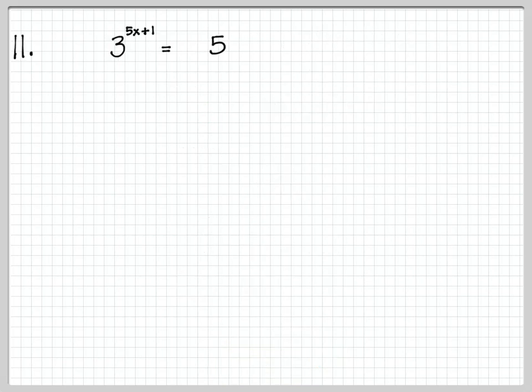Number 11. Now this one's a little bit different. It's an exponential equation, and our first step would be, could we write both the left side and the right side with the same base? We cannot in this problem, so the next step is then to take logarithms of both sides.